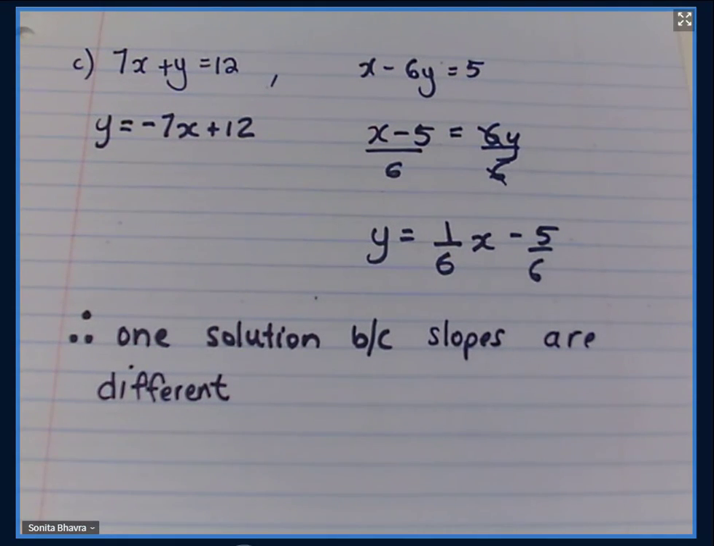All right, so that is how you can determine whether lines will have one solution, no solution, or infinitely many solutions: by putting them into the slope-intercept form, the y equals mx plus b form, and comparing the slopes. If the slopes are different, they'll have one solution. If the slopes are the exact same, the lines are parallel, they will never have a solution because they will never intersect. And if the slopes are equal and the intercepts are equal, it's the exact same line, and therefore there will be an infinite number of solutions.